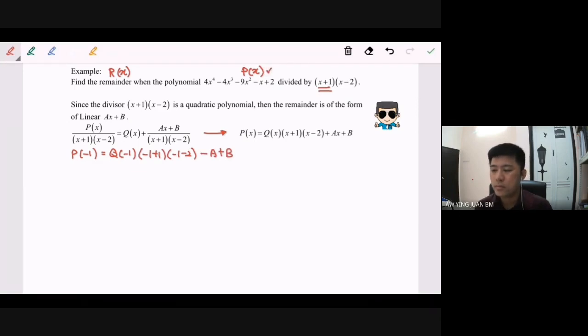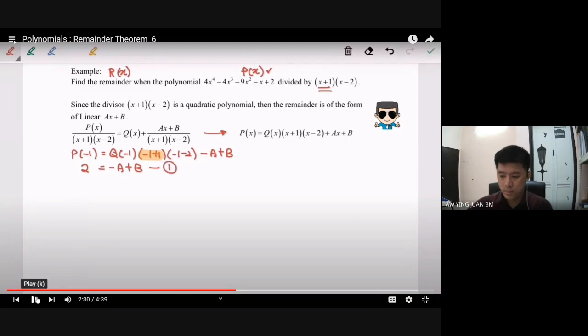So next step, by using the calculator, I'm going to substitute the value. So I will have, for the left hand side, my answer equals 2. So for this part, I'm going to have a 0, multiplied with the Q and also the other divisor. So in here, I will have 0. Finally, for the right hand side, I'm having negative a plus b as the first equation.